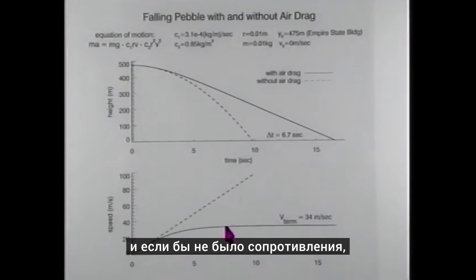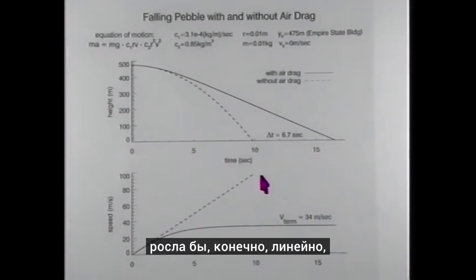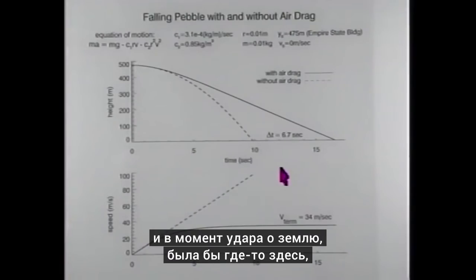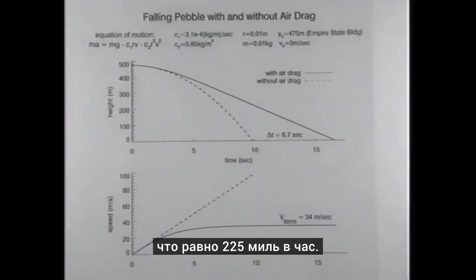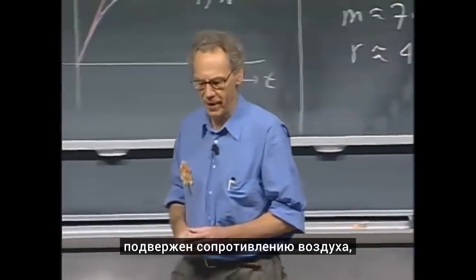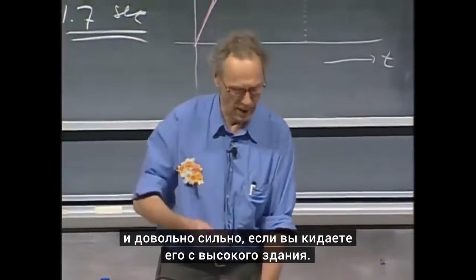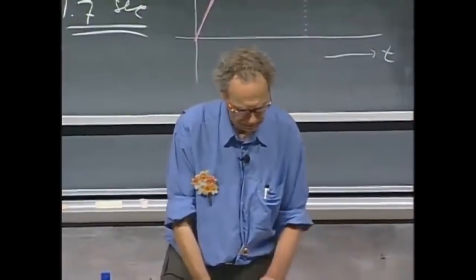And if there had been no air drag, then the speed at which it would hit the ground would, of course, grow linearly. And when it hits the ground, it would be somewhere here, which is 225 miles per hour. So you see that even a pebble, you wouldn't expect to have a very large effect of air drag. It is huge, provided that you throw it from a high building.